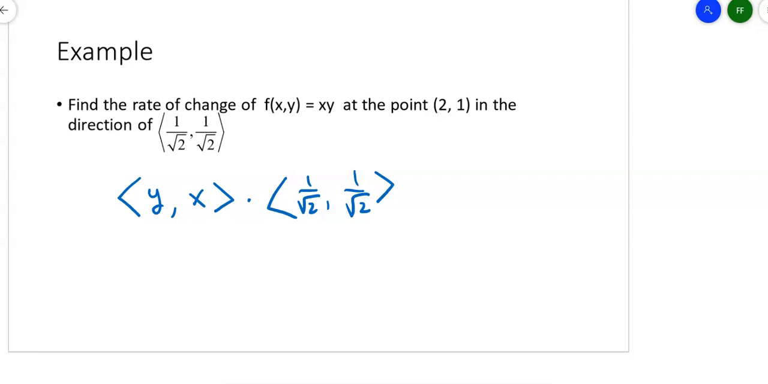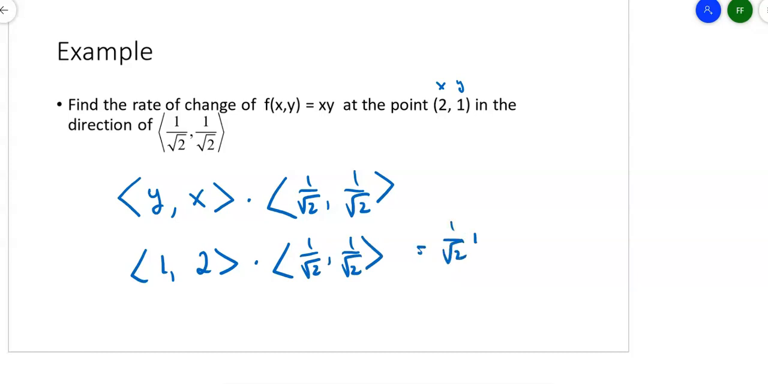Now, in this case, we can substitute pretty quickly. If we're talking about the ordered pair 2, 1, then y is equal to 1, x is equal to 2. Take the dot product of that with 1 over root 2, 1 over root 2, and I get 1 times 1 over root 2 plus 2 times 1 over root 2, and that gives me 3 over the square root of 2. So 3 over the square root of 2 is the rate of change, or the slope, in that direction. What is that direction? Well, it's a 45-degree angle, right? 1 over root 2 this way, 1 over root 2 that way. That's my direction vector, okay?